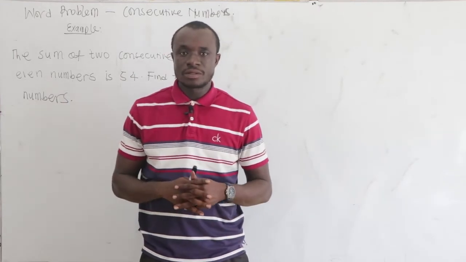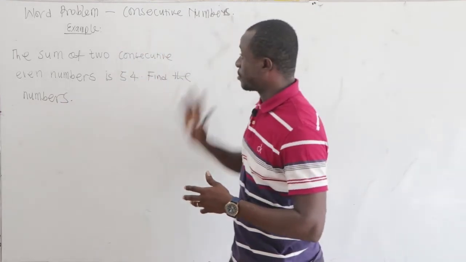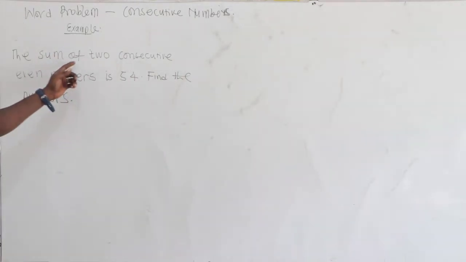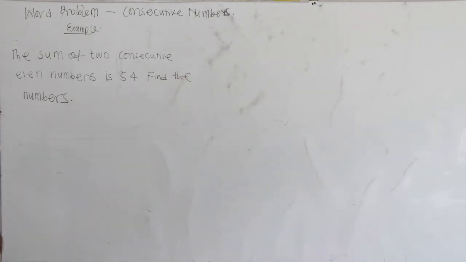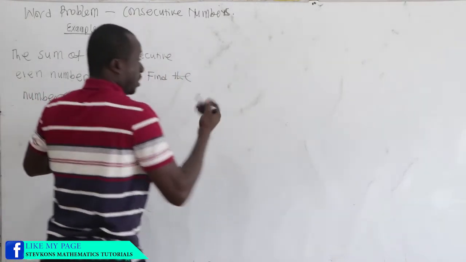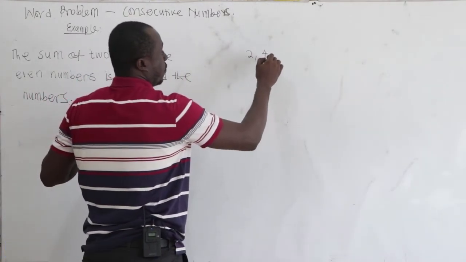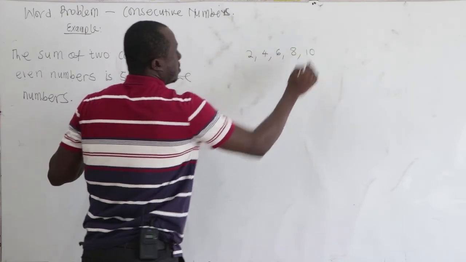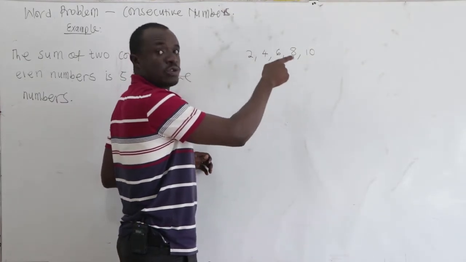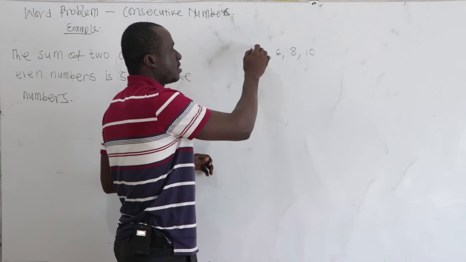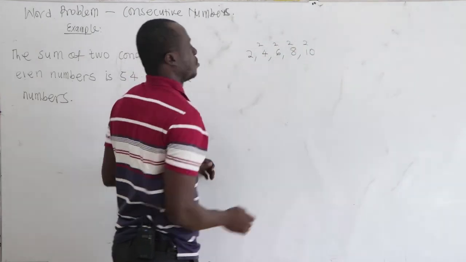Now let's continue with our lessons on linear equation word problems, that is consecutive numbers. Let's see this example. The sum of two consecutive even numbers is 54. We should find the numbers. Now they are consecutive. One occurs and then the other one follows. Now let's see, we have even numbers. So we know 2 is an even number. 4, 6, 8, 10. Now, what is the difference? We can see that it is addition of 2, 2, 2, 2. The difference between these is just 2.